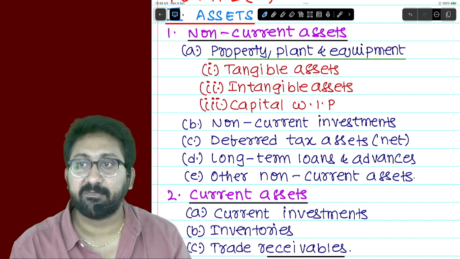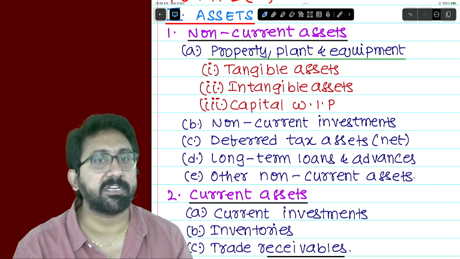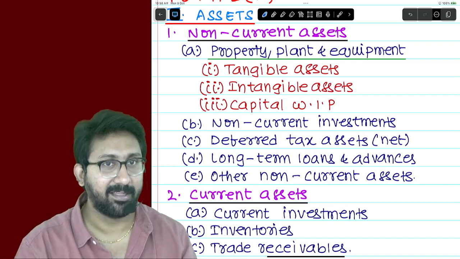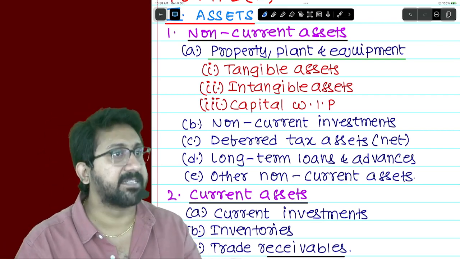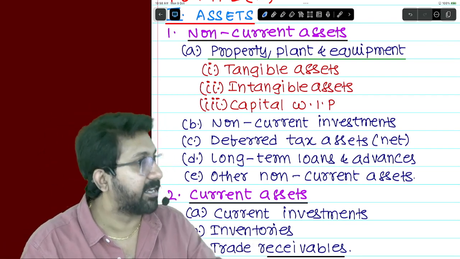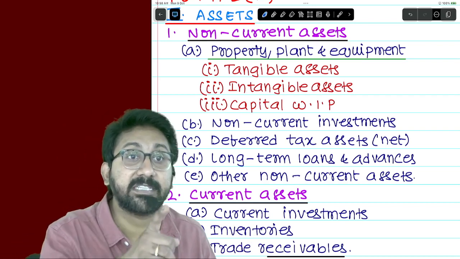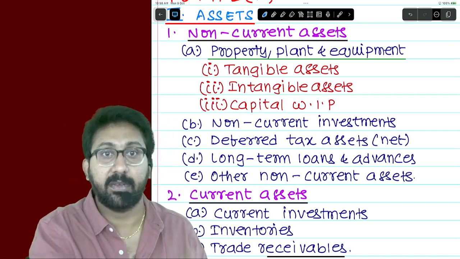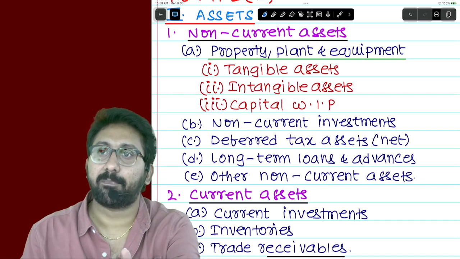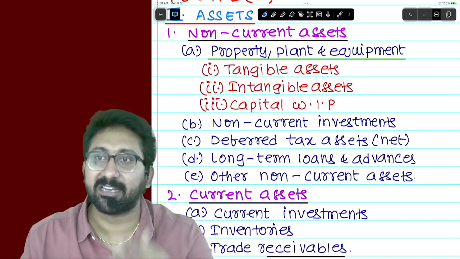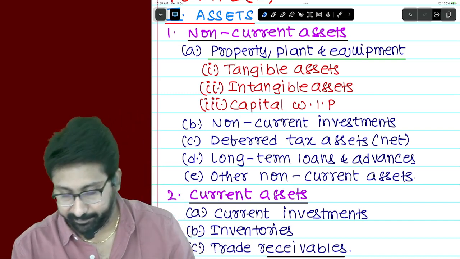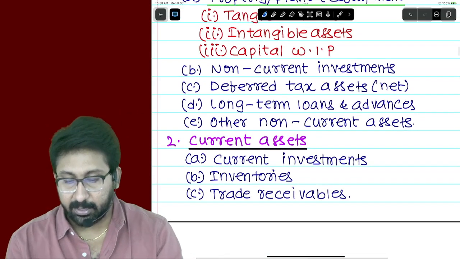Next one, what is the second one? Can you please tell me what is intangible? Goodwill. Patents, trademarks, brands, copyrights, these are intangibles because all these are registration possible. You can register your patent, copyright, trademark, brand, but you can't register the goodwill. Next. Capital work in progress.